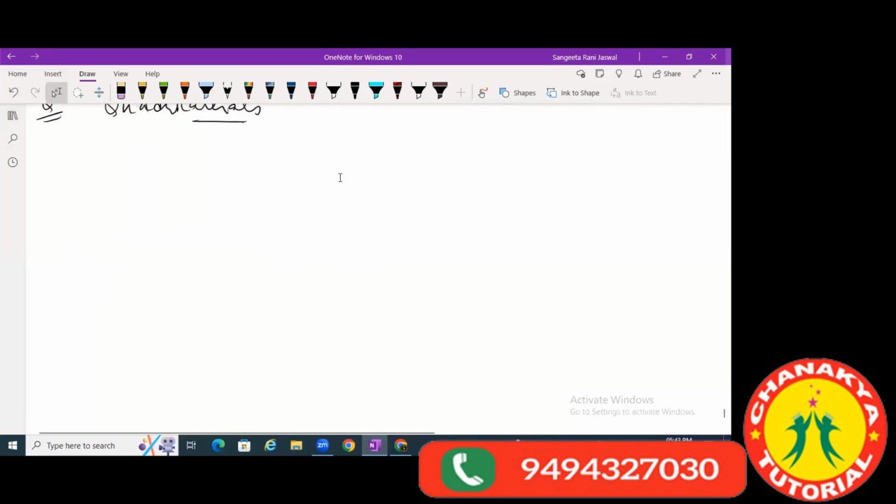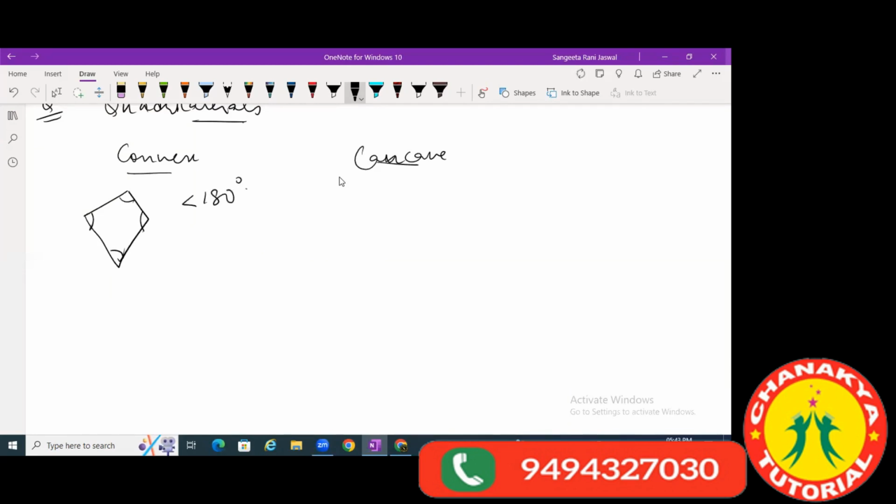Okay. So coming to the quadrilateral part, starting with convex polygons and concave polygons. Right, children? The convex polygon, I have told you: any closed polygon whose interior angles are all less than 180 degrees is called a convex polygon. Each interior angle is less than 180 degrees.